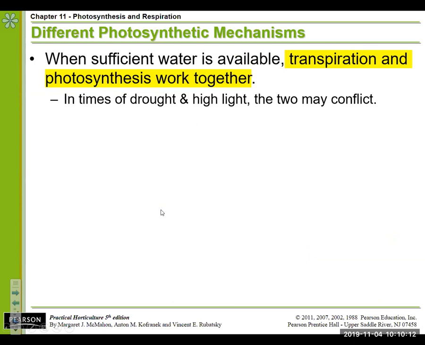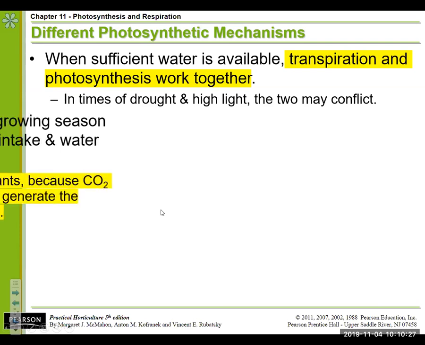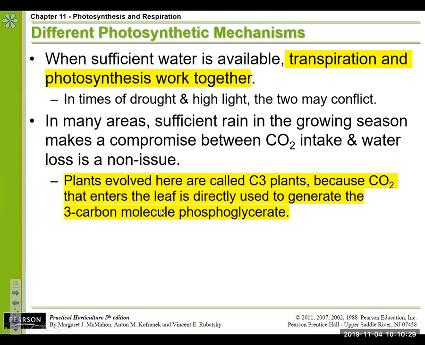As the plant respires, it transpires. So it has to actually open those stomata, absorb the carbon dioxide, and release the oxygen in order for photosynthesis to be complete and that process to actually make sugars. So if we have areas where we have sufficient rainfall in the growing season, then we basically have a compromise between carbon dioxide intake and water loss. And where we have that sufficient rainfall, it's not an issue.